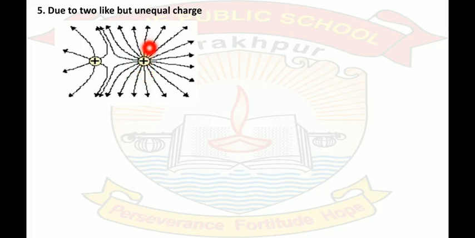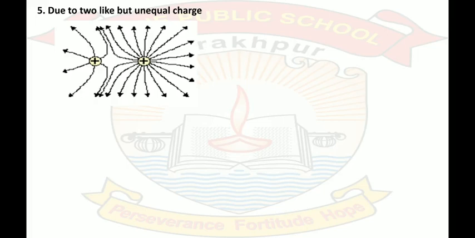Let us count 1, 2, 3, 4, 5, 6, 7, 8, 9, 10, 11, 12, 13, 14, 15, 16, 17, 18. 18 electric field lines were there from this positive charge, and from this positive charge it is 1, 2, 3, 4, 5, 6. So what is the ratio of the magnitude? It is 6:18, that is 1:3. Is it clear? Ratio of magnitude of charges can be calculated by counting the electric field lines given in the configuration. If both the charges are equal, then an equal number of electric field lines will emit.